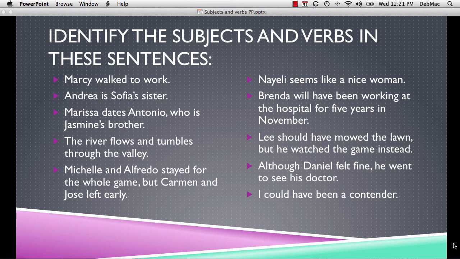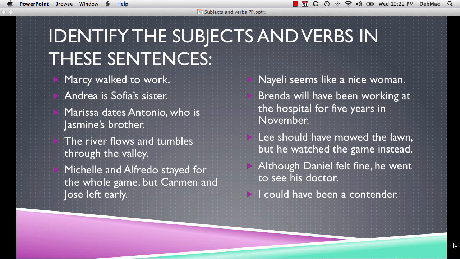Next we have Michelle and Alfredo stayed for the whole game, but Carmen and Jose left early. And we already know that we have two verbs here, stayed, left. Okay. Who or what stayed? Michelle and Alfredo stayed. Who or what left? Carmen and Jose left. So Michelle and Alfredo are the subjects. Stayed is the verb of the first part of that sentence. Carmen and Jose is the subject. Left is the verb of the second part of that sentence.